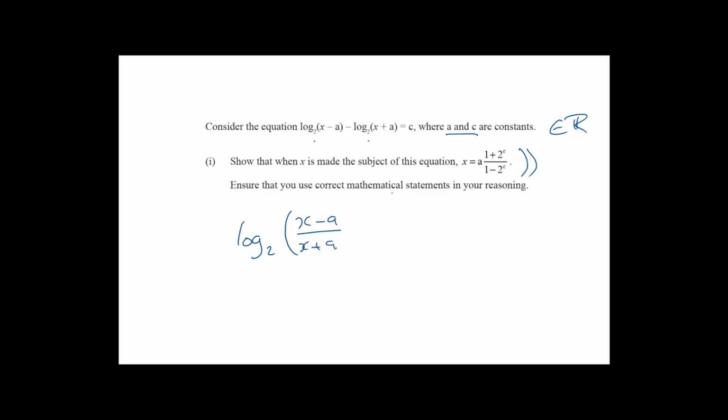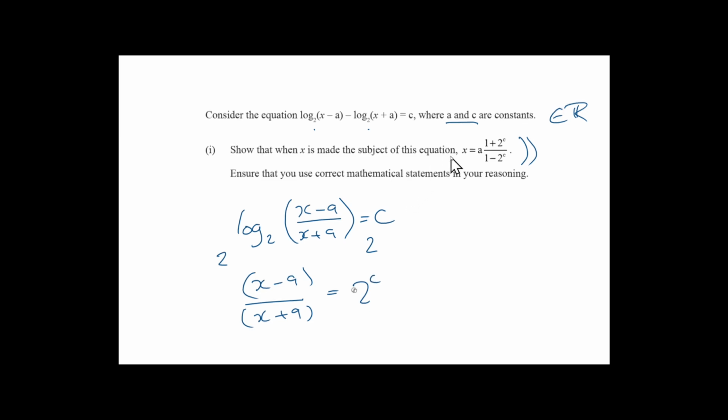X minus a over x plus a, and it's going to be equal to c. So let's raise both to the power of 2. So in other words, 2 to the power of that equals 2 to the power of that. And we get x minus a over x plus a equals 2 to the power of c. Right? Does that help?